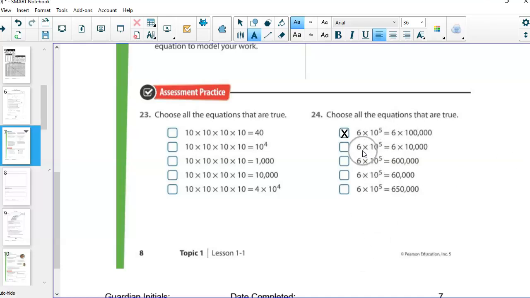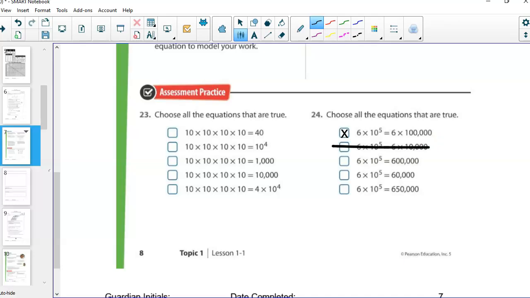All right, so then the next one, we have 6 times 10 to the 5th again, and we just said up top that 10 to the 5th is represented by 100,000, and right here we have 10,000. 10,000 only has 4 zeros, but it's saying that we need to have 5. So this one would not be correct because it doesn't have enough zeros. 10 to the 5th does not equal 10,000. So then we have 6 times 10 to the 5th again.